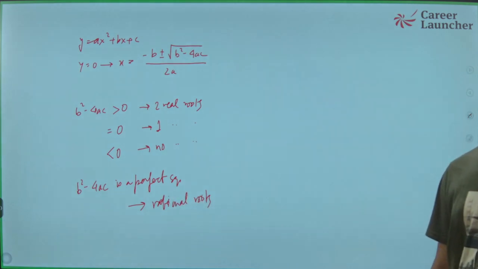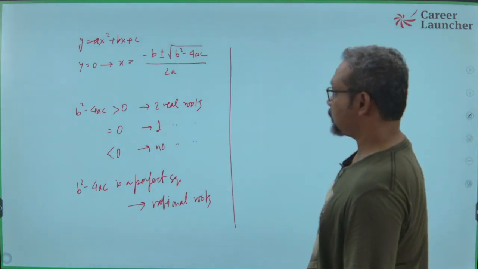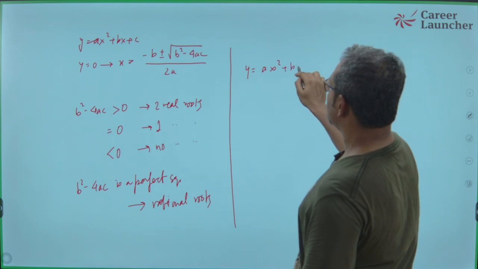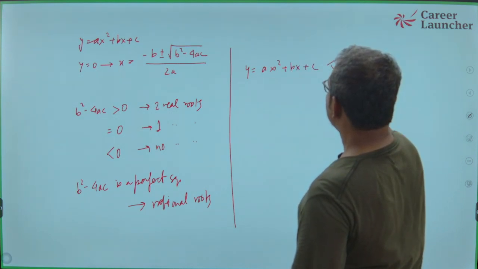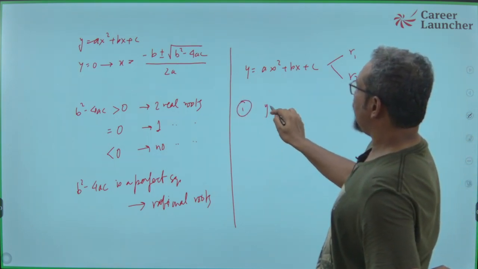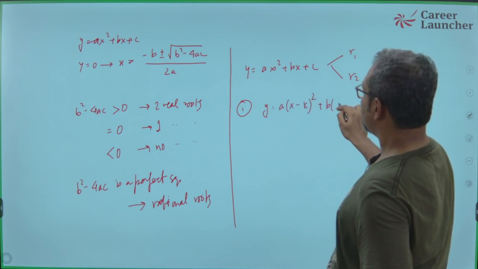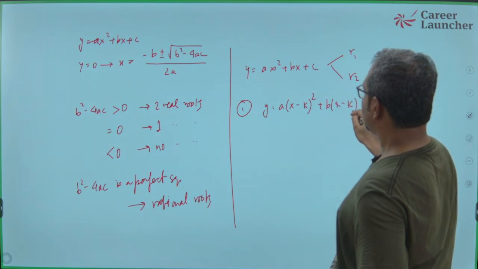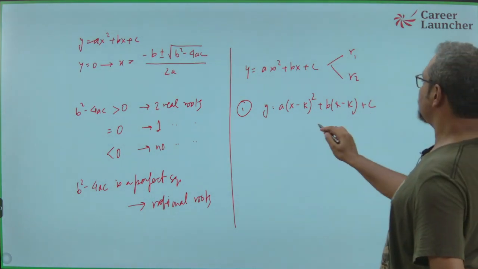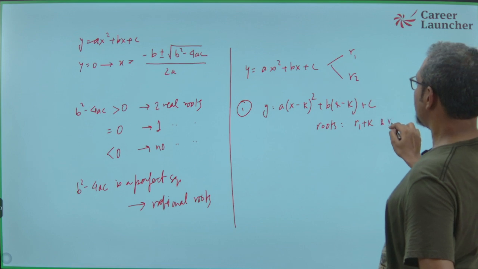One last property regarding the modification of roots that we need to know. If y equals ax squared plus bx plus c has the roots r1 and r2, then point number 1: if I replace x with x minus k, so in place of x I have put x minus k, my roots would now become r1 plus k and r2 plus k.